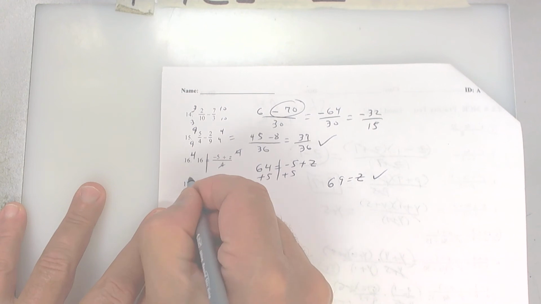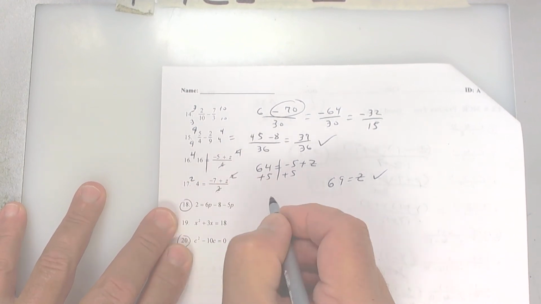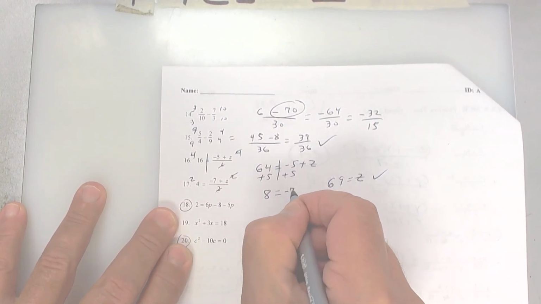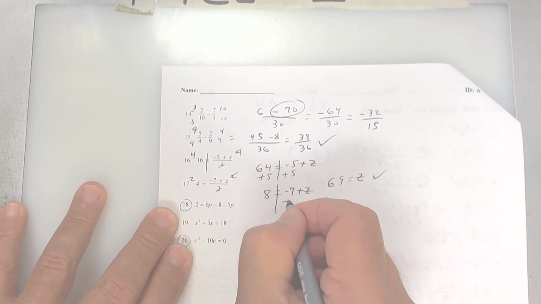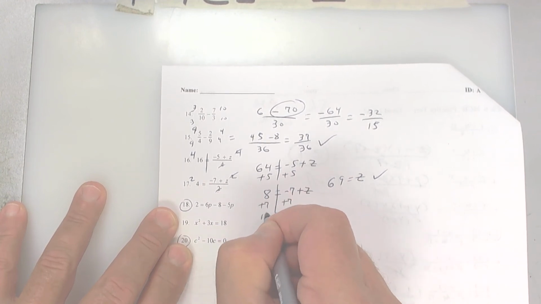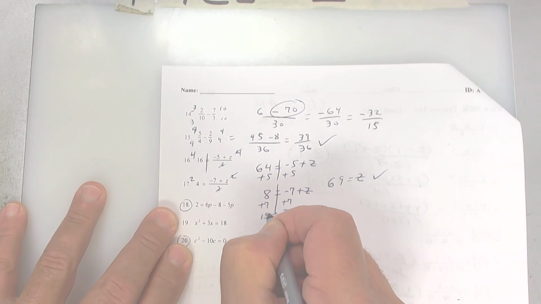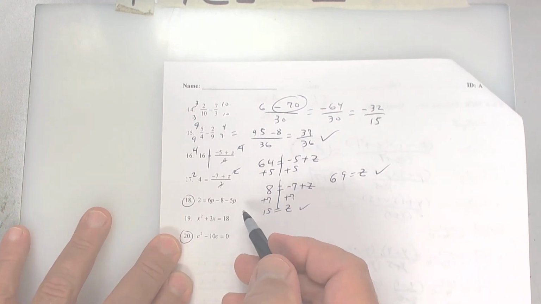Number 17, you want to clear your denominator by multiplying by 2. So you get 8 is equal to negative 7 plus z. And now you want to add 7 to both sides and get 15 is equal to z. And then you're done. We did number 18.